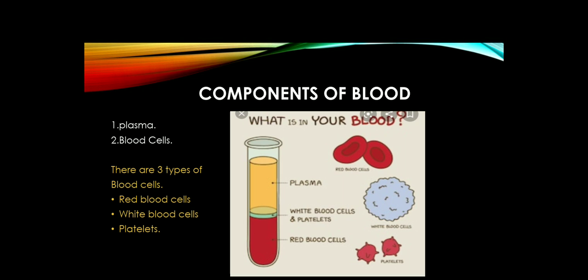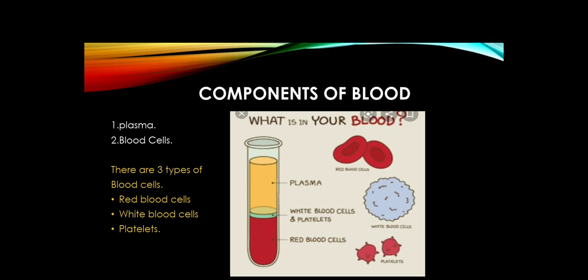In the test tube you can see just below the plasma there is a green color band. It is white blood cells and platelets, P-L-A-T-E-L-E-T-S, platelets, and down there is a red color thing, it is written here, red blood cells.